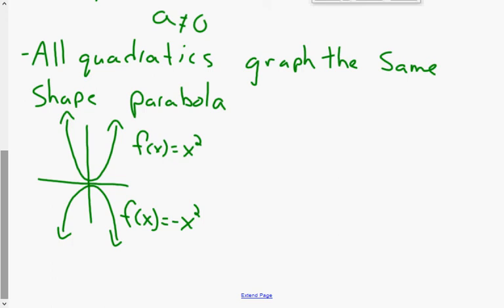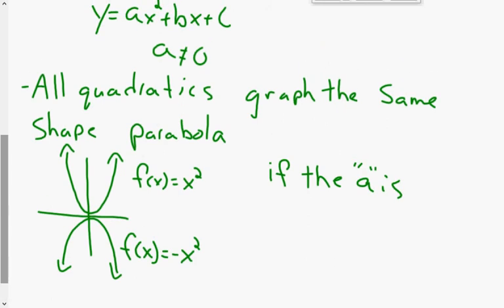All right, so what we say is, if the A value, so if A, remember up here, if A is positive, the graph opens up. Think of it as positive, smiley face, right? Negative is a frowny face.